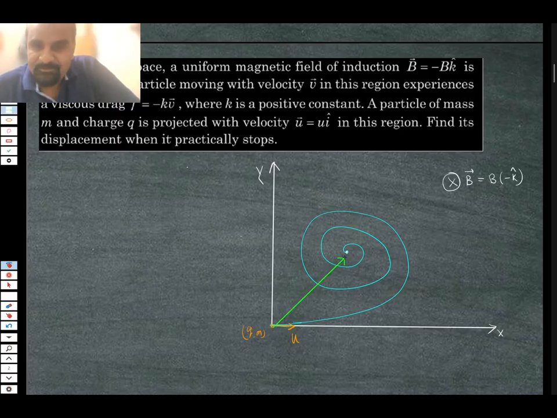Which vector? This vector is going to be the displacement vector. We have to find this displacement in the vector form. In the vector form means you have to find its magnitude as well as direction. All right, first let me tell you how to find magnitude.